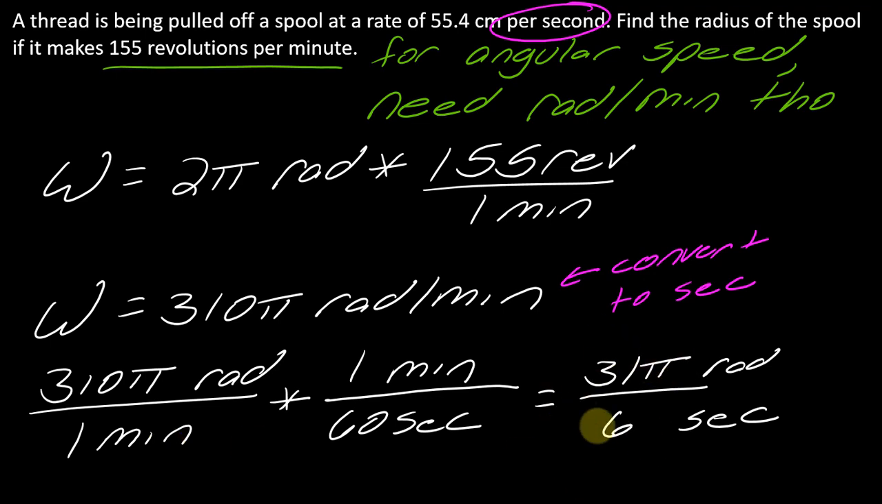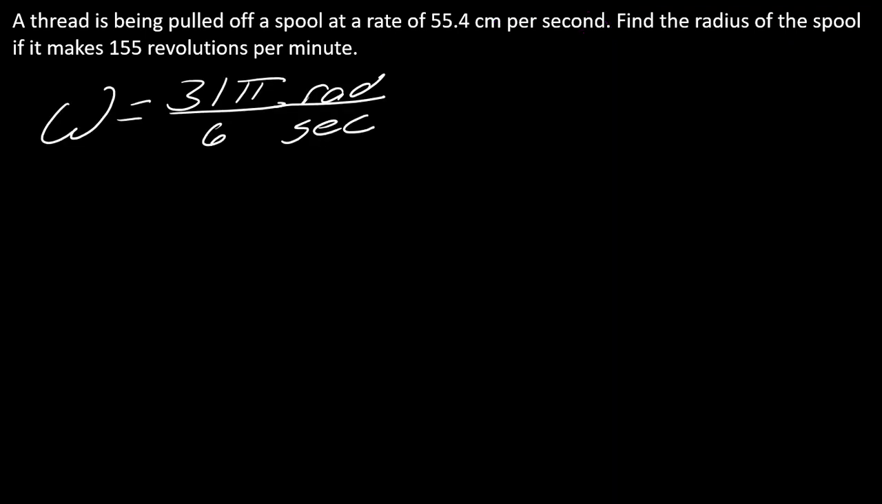Notice that I'm trying to leave this in a fractional state because it's just going to help give me a more exact answer towards the end. So I try not to convert to decimals until the very last moment. Okay, so now I've got my omega, and let's see, what was I trying to do? Okay, I was trying to find the radius, right? Trying to find the radius.